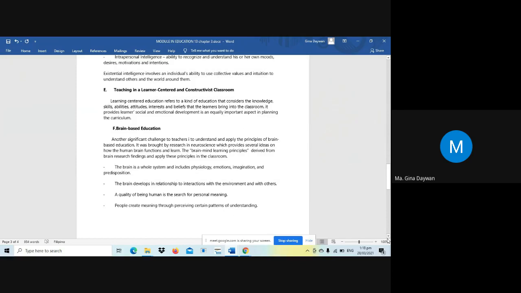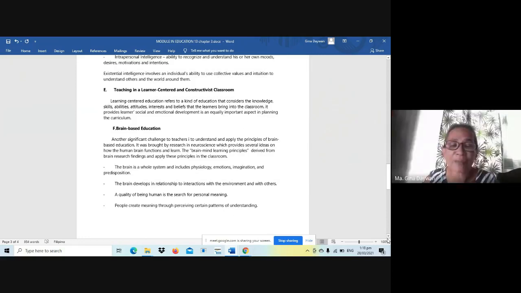In the brain-mind learning principles, now this is derived from brain research findings and applies these principles in the classroom. So, according to this principle, the brain is a whole system and includes physiological, emotion, imagination, and predisposition. Another one, the brain develops in relationship to interaction with the environment and with others. Next, a quality of being human is the search for personal meaning, and people create meaning, perceive certain patterns of understanding.